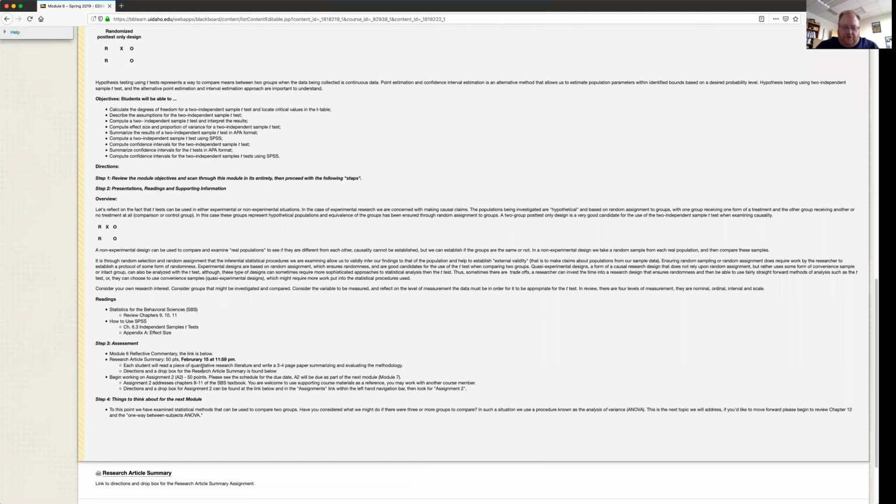Things to think about for the next module. To this point, we have examined statistical methods that can be used to compare two groups. Have you considered what we might do if there were 3 or more groups to compare? In such a situation, we use a procedure known as the analysis of variance, or ANOVA. This is the next topic we will address. If you'd like to move forward, please begin to review Chapter 12 and the one-way between subjects ANOVA.